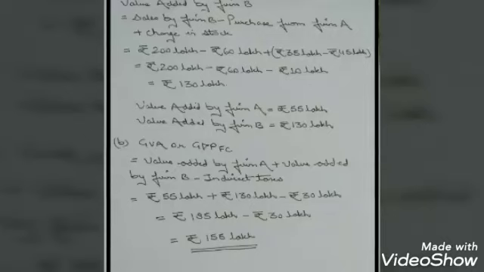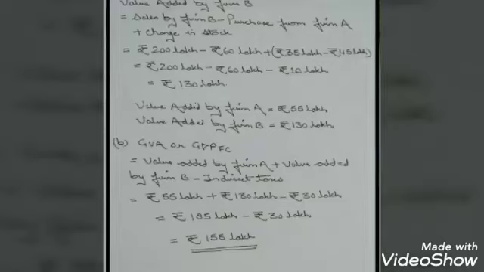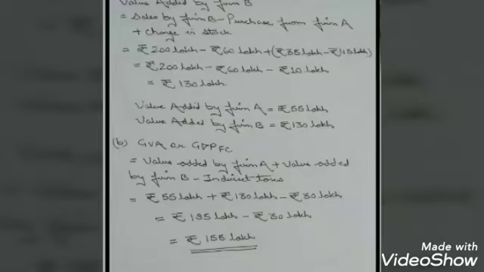So value added by firm A 55 lakh plus value added by firm B is 130 lakh minus indirect taxes, how much? It is 30 lakh. And you get rupees 155 lakh. So children, this is how you can estimate the gross value added by firm A, firm B and GDP at factor cost.